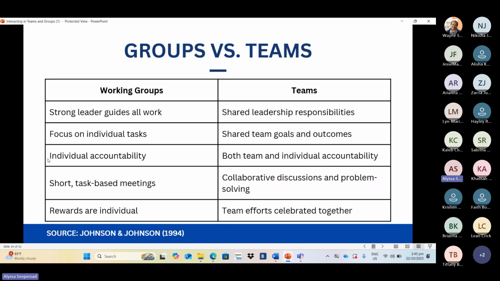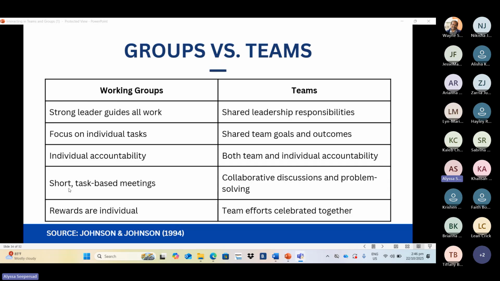Moving on to groups versus teams. So below working groups, we have a strong leader who guides all work, focus on individual tasks, individual accountability, short task-based meetings, and rewards are individual. And then below teams, we see shared leadership responsibilities, shared team goals and outcomes, both team and individual accountability, collaborative discussions and problem solving, and team efforts celebrated together.